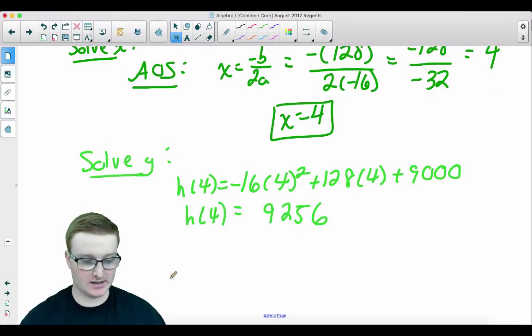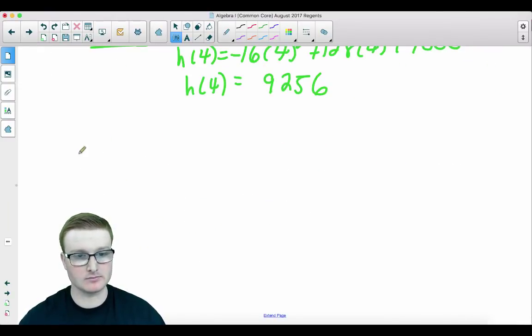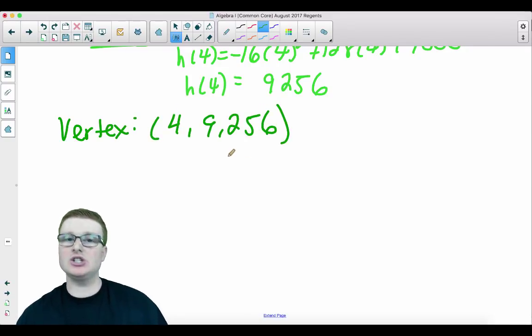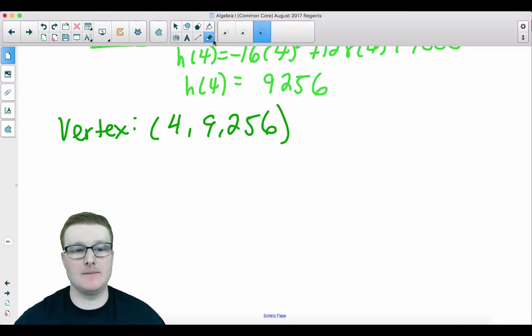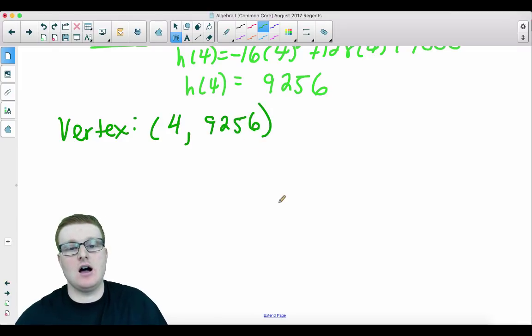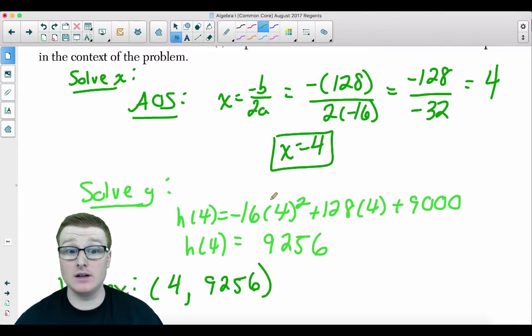Now, we got that. So determine and state the vertex. So the vertex is the point (4, 9,256). Let me rewrite that a little bit neater: (4, 9,256). Now, let's just say you want to check yourself.